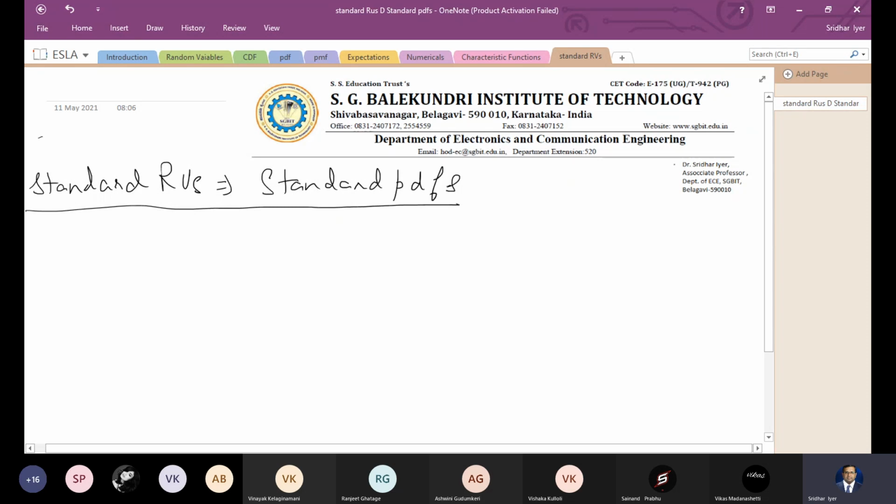Just to give you an idea, I'll just quickly write here. We are of course going to talk about this PDF. So we have what is known as a Gaussian PDF.